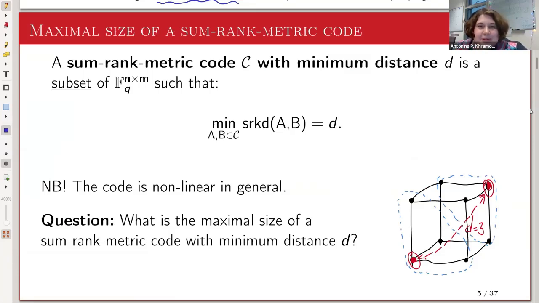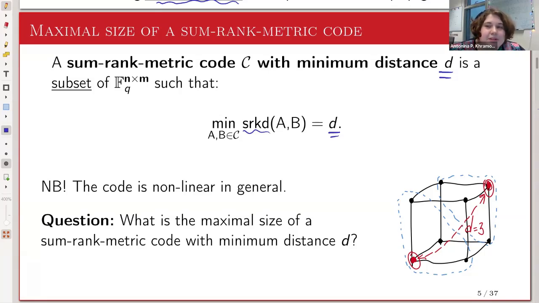So the problem that I'm going to focus on is not specific to network coding. It's actually a classical problem of coding theory. Here we have a code with minimum distance d, which just means two elements of the code have to be at a distance at least d from each other, meaning the sum rank metric distance here.